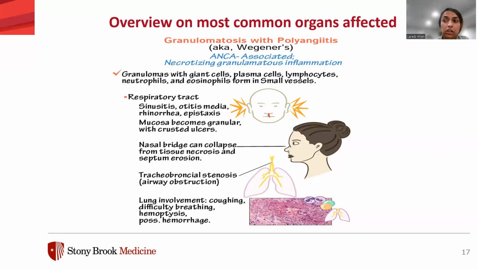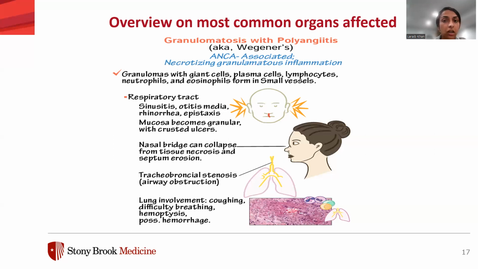necrosis. So the presence of clinical signs of sinusitis, crusting rhinitis, ear infections, and hearing loss should alert someone to GPA. And this is a picture showing more of the respiratory tract involvement, but also the tracheobronchial involvement, which is basically stenosis of the trachea and bronchus, which leads to airway obstruction, which is very serious because that will lead to a patient not being able to breathe. And there can also be nasal bridge collapse with the septum erosion and necrosis.